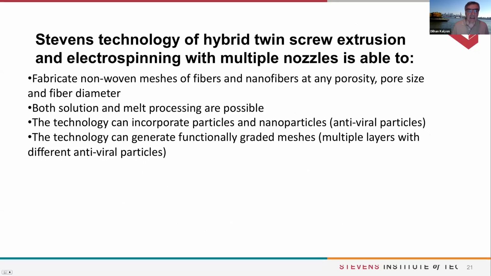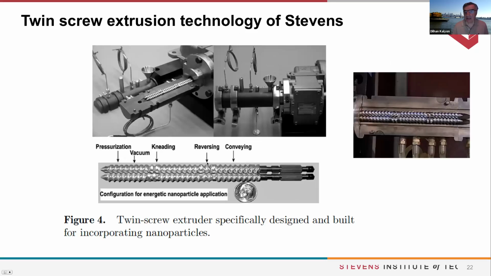So what's our technology base? We can fabricate non-woven meshes and nanofibers at any porosity, pore size, fiber diameter. We can do solution or melt processing. We can incorporate particles and nanoparticles. These can be antiviral particles, and the technology can generate functionally graded meshes, multiple layers with different antiviral particles.